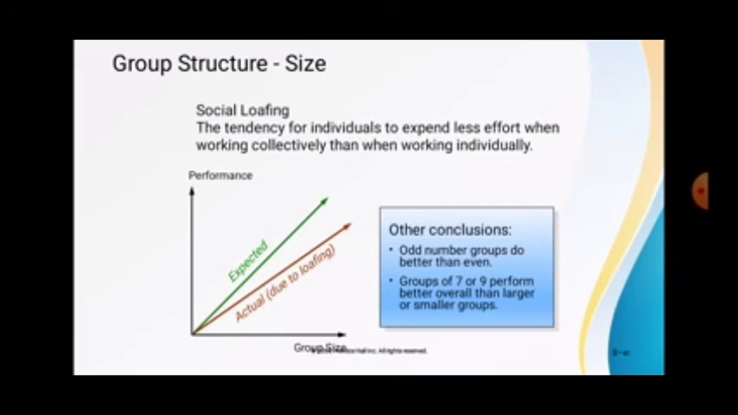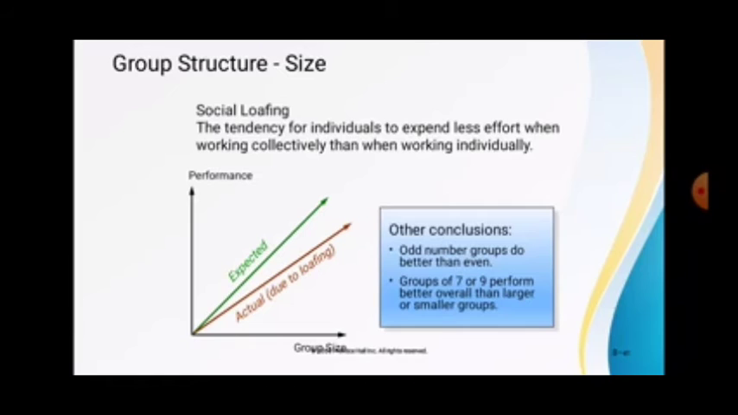Other conclusions: odd number groups do better than even. Groups of 7 or 9 perform better overall than larger or smaller groups. As a rule, smaller groups are faster than their larger counterparts. But when it comes to decision making, larger groups end up scoring higher marks. So if there's a decision to be made, it's wise to poll a larger group and then give the input to a smaller group so they can act on it.